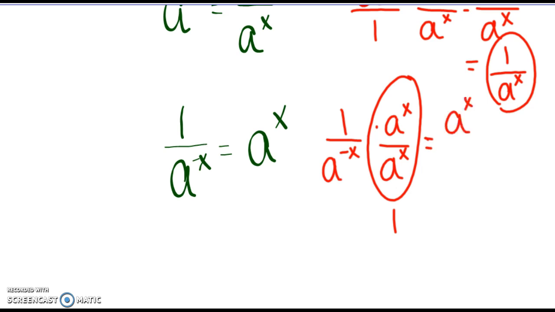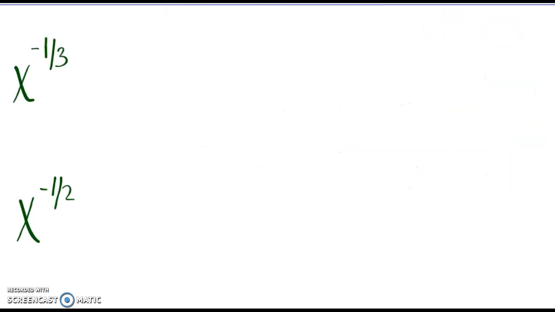Numerator becomes a to the x. Denominator becomes a to the negative x plus x. Negative x plus x is 0. Anything to the 0 is 1. And so I have a to the x. Well, let's apply that now.